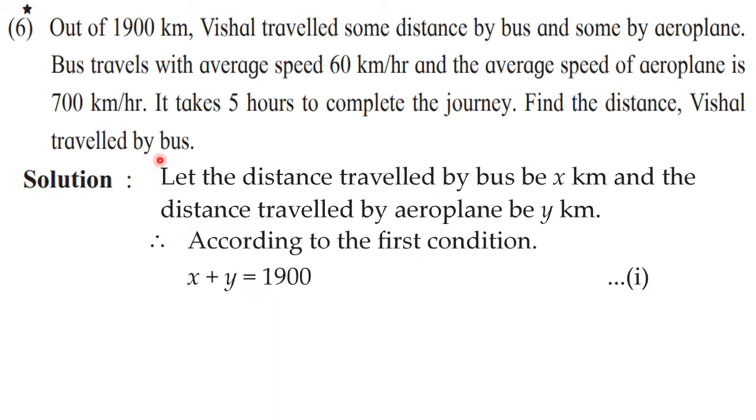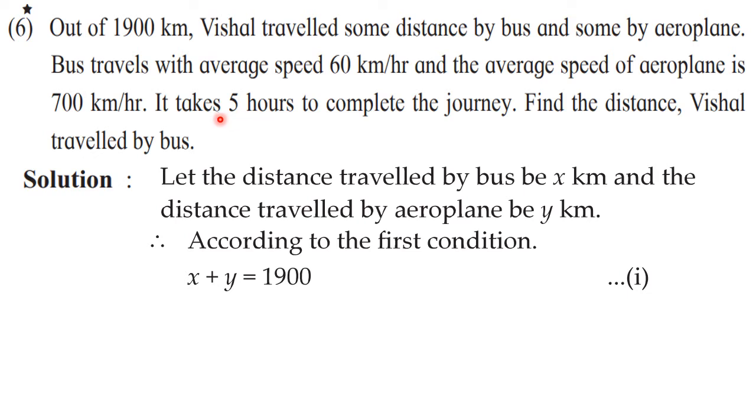So here, according to the first condition, what we can write down is x plus y is 1900. Number this as equation 1. Now they have provided us with the speed. The speed of the bus is 60 kilometers per hour and the average speed of the aeroplane is 700 kilometers per hour. And here 5 hours are taken to complete the journey.